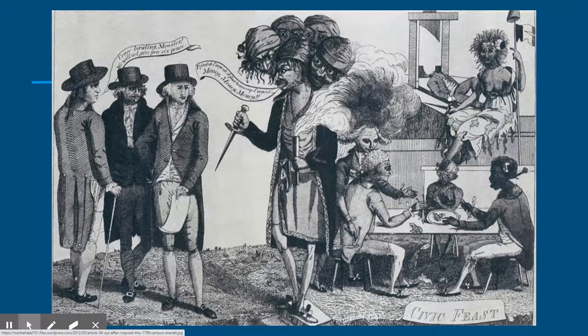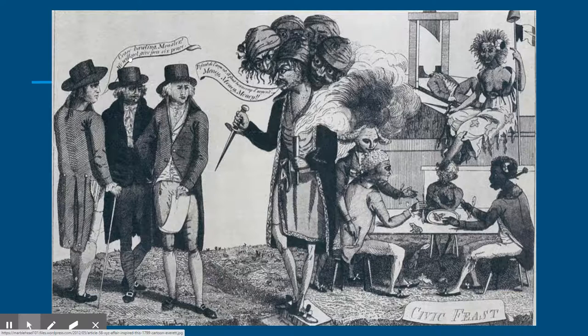Here you can see old King Louis. You can think about how the French are portrayed here. It's like little demons, little aristocratic devils. You know, there's the guillotine. And this says money, money, money. And this is the XYZ affair, the demands for the tribute.